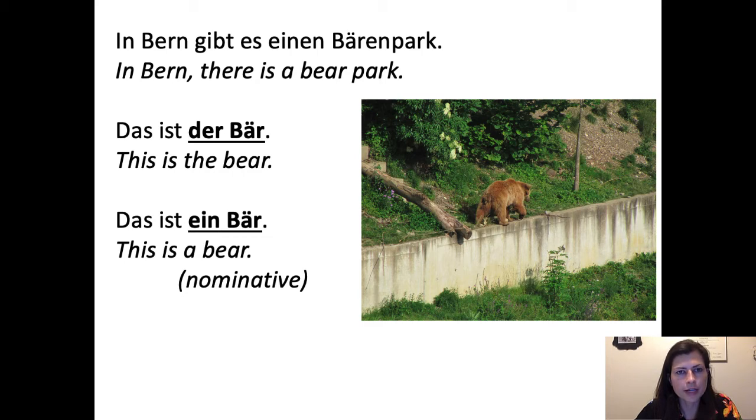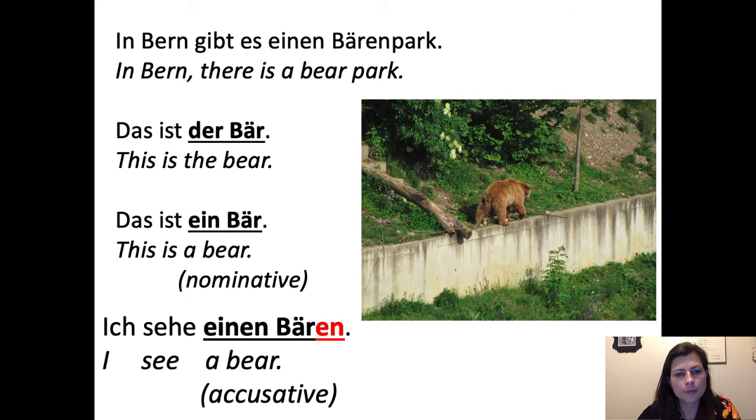So let's look at: In Bern gibt es einen Bärenpark. In Bern, there's a bear park. Das ist der Bär, das ist ein Bär. Those are both in the nominative. So der Bär, that's the word, der Bär. Ein Bär, right? But what about ich sehe einen Bären, I see a bear? It looks all of a sudden like we pluralized it.